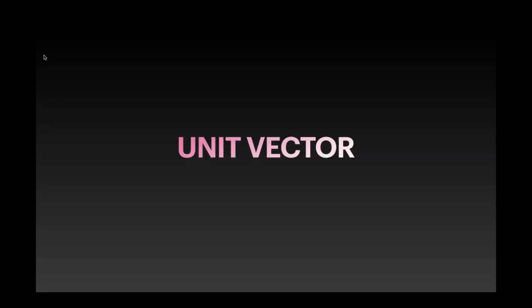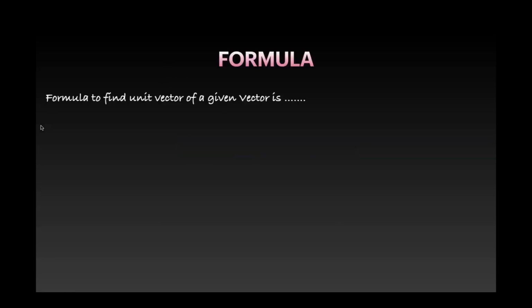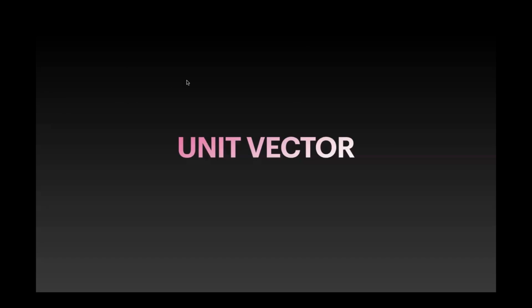Next topic: unit vector. You already learned about unit vector. But let us say you have a vector 6 i cap plus 2 j cap, and you want to find the unit vector of this. How do you find the unit vector of a vector whose magnitude is not 1? Of course, its magnitude is not 1: 36 plus 4, root 40. How do you convert it to a unit vector? That we will learn in this topic.